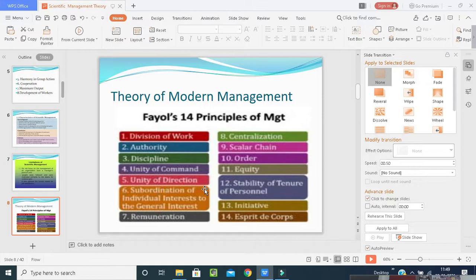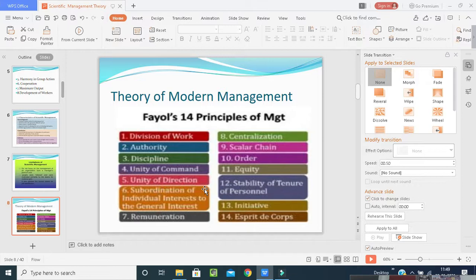Fourth one is unity of command. Fifth one is unity of direction. Sixth one, subordination of individual interest to the general interest. Seventh one, remuneration. Remuneration means here salaries. Next one is centralization, scalar chain, order, equity, stability of tenure of personnel, initiative. Personnel means here employees, HR, and after initiative, esprit de corps.